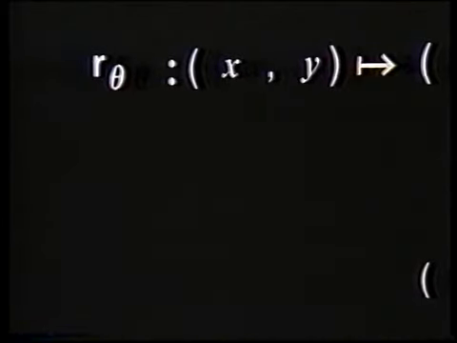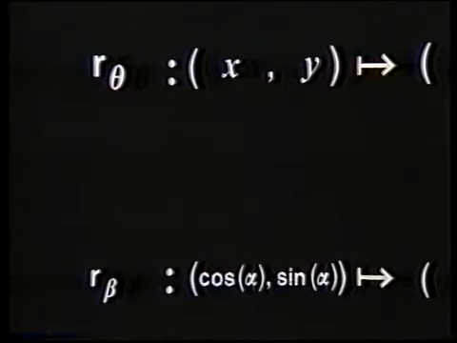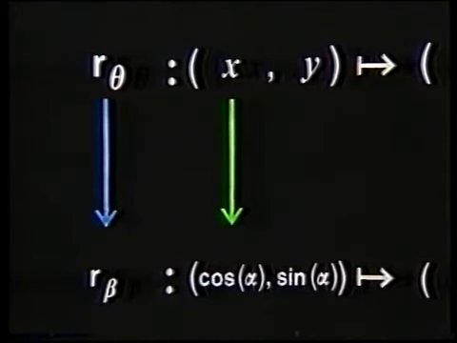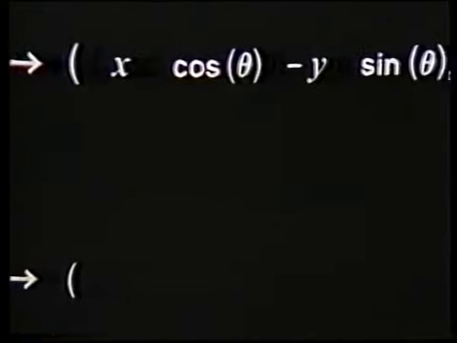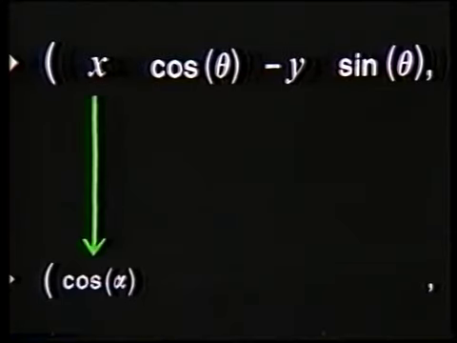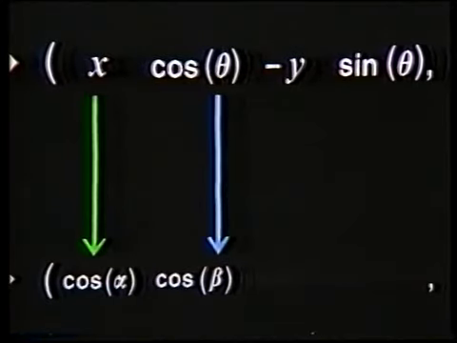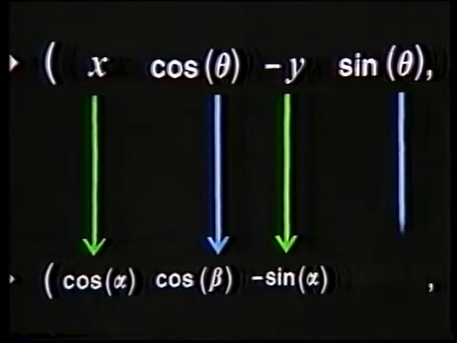Bob's told us where a rotation r theta maps the point xy, but we want the result of a rotation through beta, acting on the point cos alpha, sine alpha. So we've got to replace theta by beta, and instead of x we want cos alpha, and instead of y, sine alpha. Making these substitutions in the first coordinates, x is replaced by cos alpha, theta by beta, y by sine alpha, and theta by beta again. So we get cos alpha cos beta minus sine alpha sine beta.